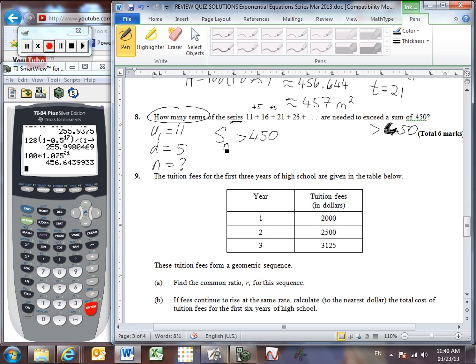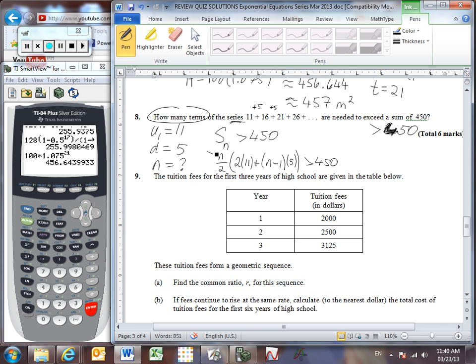Now our sum of n terms, because I've been given the d value, let's use the d formula again. So n over 2 times (2u1 plus (n minus 1)d) must be greater than 450. Whoops, I should have substituted in my u1 to be 11. And I should have substituted in my d value to be 5. So let's type this expression into the calculator and find out when we finally get a value bigger than 450.